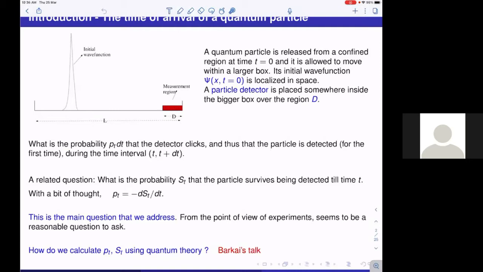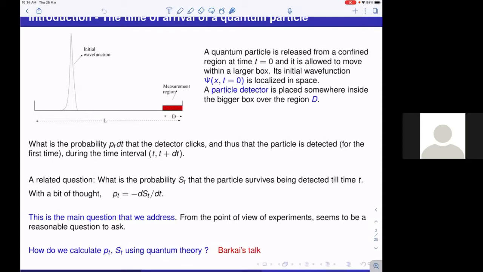More precisely, what is the probability P(t)dt that the detector clicks, and thus the particle is detected for the first time, during the time interval t to t plus dt? Since quantum mechanics is a probabilistic system, we expect that the time at which you hear a click should not be a fixed number. It will have a distribution, right? So we want to find this distribution.